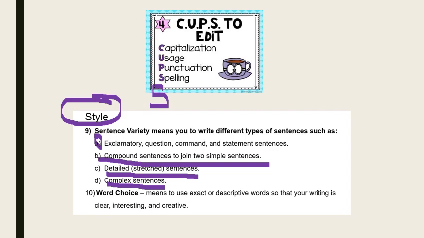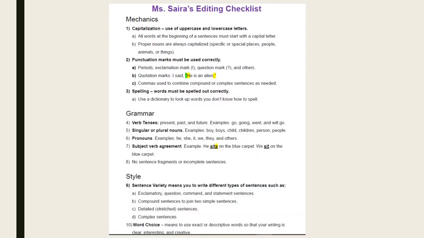All right. And here's Miss Syra's editing checklist, which you can use as you're proofreading your work and put a little check mark next to each item. Okay, check, look at your work, edit it, and then put a check mark.